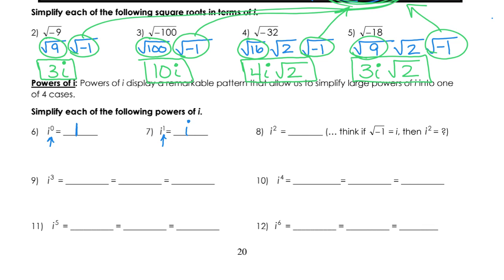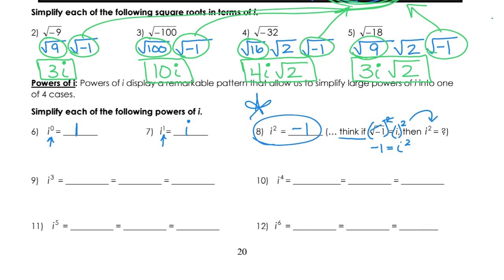Number 8 is going to be a little bit tricky. We have to think about i squared. Think: if the square root of negative 1 equals i, then i squared equals what? If I square this side, that's how I get i squared, but if I square that side, I also have to square this side. The square root and the square will cancel each other out, leaving you with negative 1 equals i squared. So now we can say that i squared equals negative 1. This is something you have to memorize. That one is going to be used a lot.